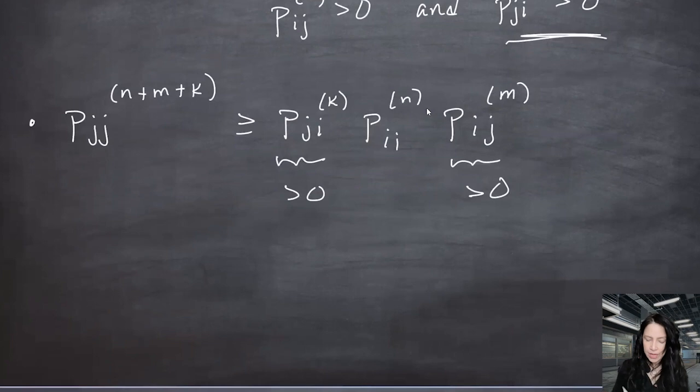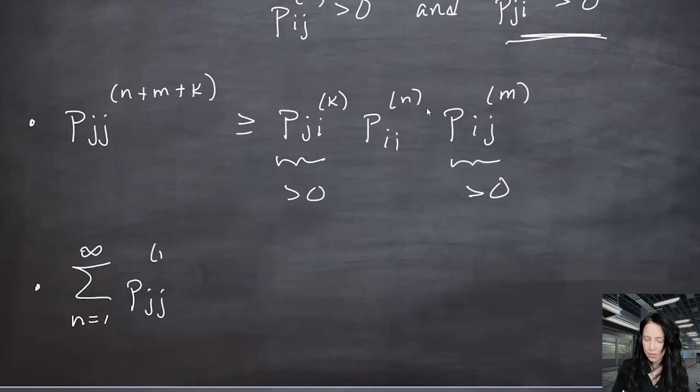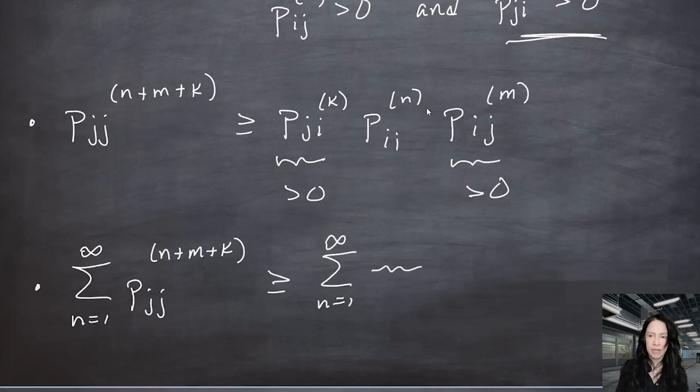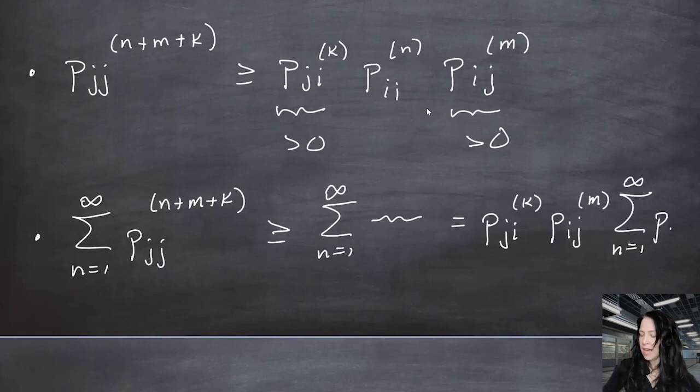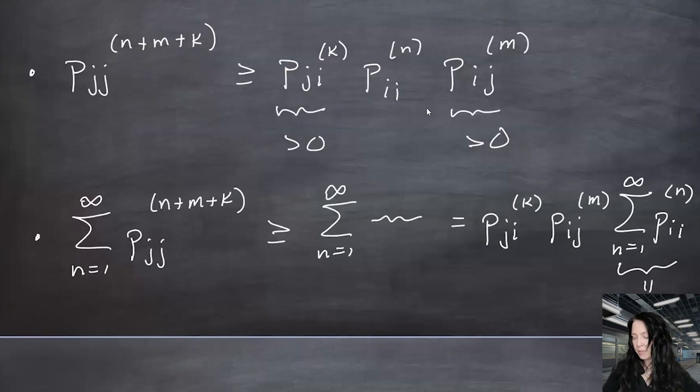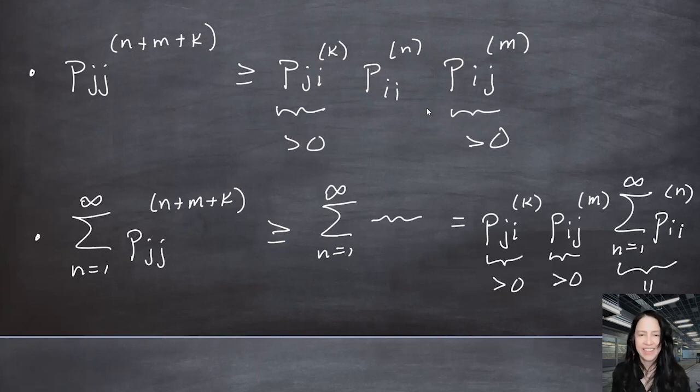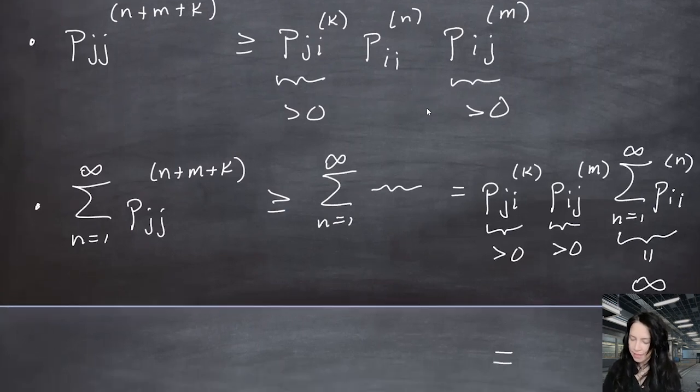So I want to show that J is recurrent. Let's sum over all N from one to infinity of P_JJ super N plus M plus K. That's greater than or equal to the sum as N goes from one to infinity of what I have written here. And I'm going to pull out the stuff that doesn't depend on N: P_JI super K, P_IJ super M, and then the sum as N goes from one to infinity of P_II super N. But because I was recurrent, we know that this sum is infinite. And because of the communication, and we chose K and M so that these were positive, I don't have anything weird going on here like zero times infinity. This whole thing is infinite.